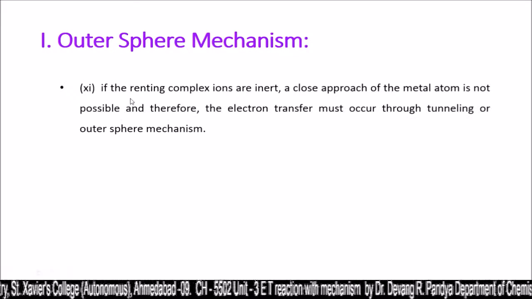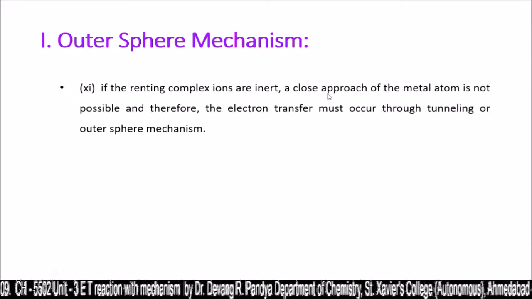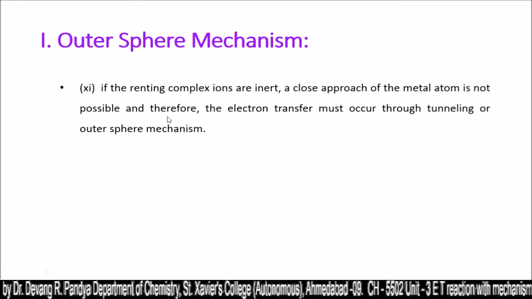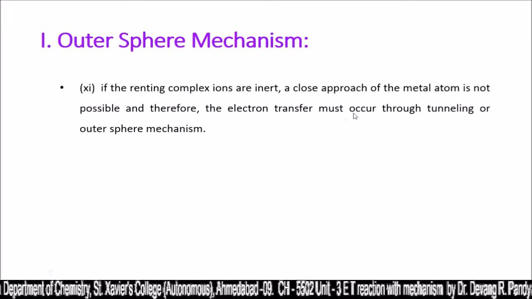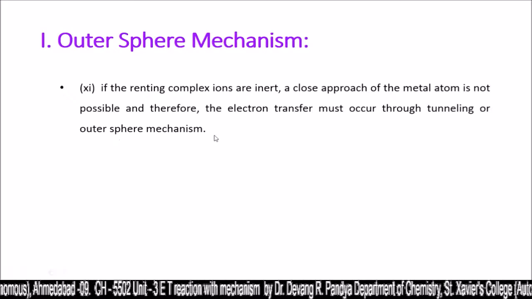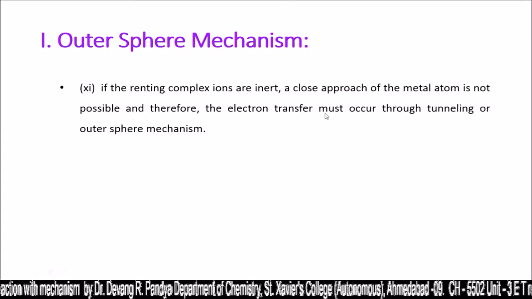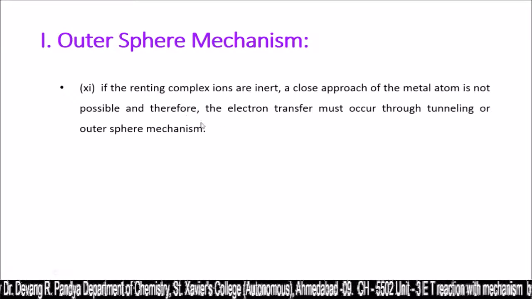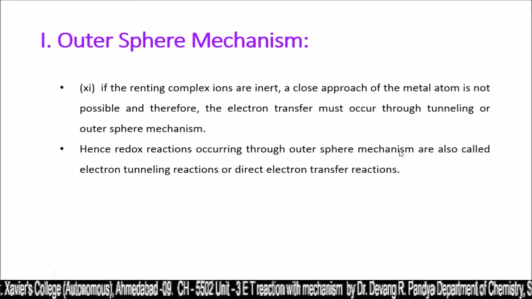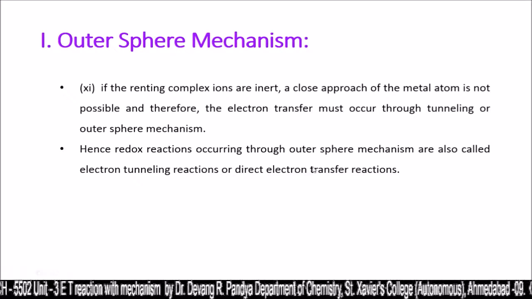11 point. If the reacting complex ions are inert, a close approach of the metal atoms is not possible, and therefore the electron transfer must occur through tunneling or the outer sphere mechanism. This is the fine condition for the outer sphere mechanism, and that is why it is known as the tunneling mechanism as well. Hence, the redox reactions occurring through the outer sphere mechanism are also called electron tunneling reactions or direct electron transfer.